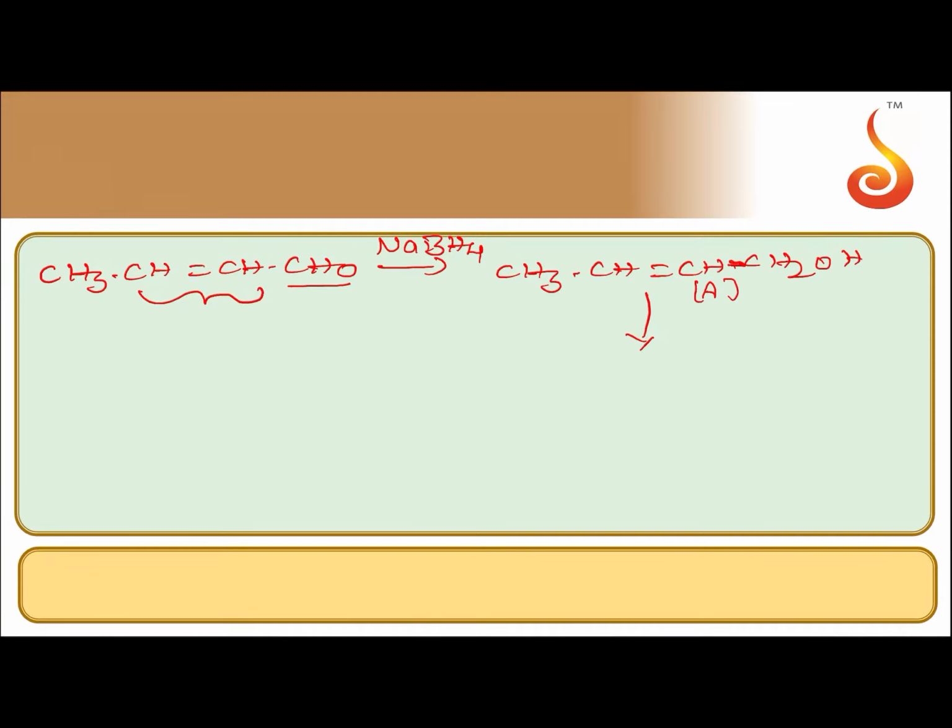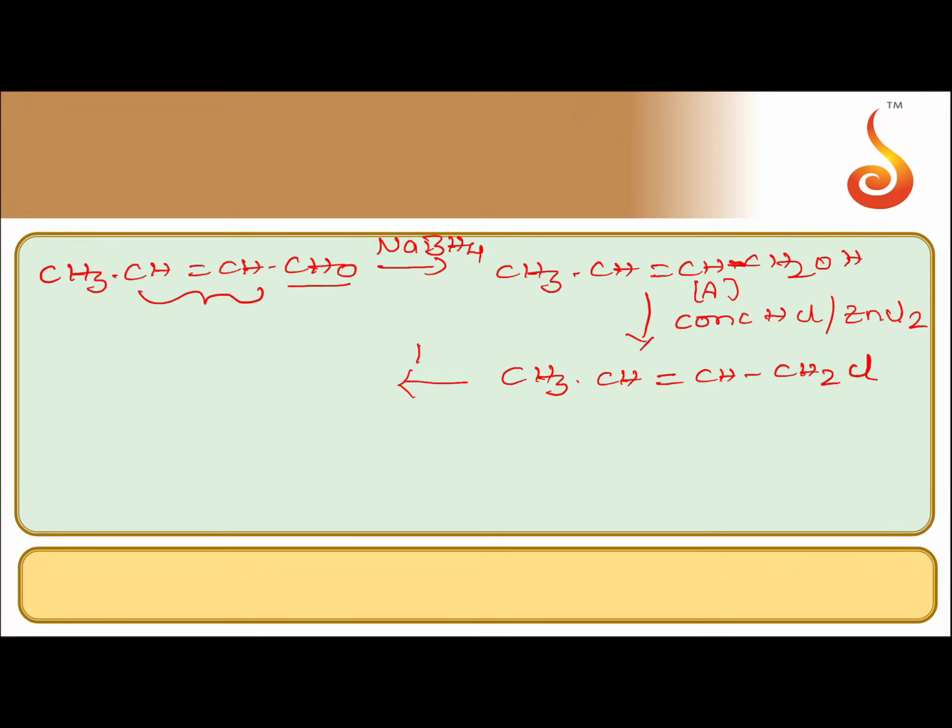Now A is the intermediate product obtained here. It is treated with zinc chloride and concentrated HCl. Concentrated HCl and zinc chloride is Lucas reagent. When alcohol is treated with Lucas reagent, the OH group will be replaced by Cl. So what will I get here? CH3, CH, double bond CH, CH2Cl. You will get an alkyl halide.